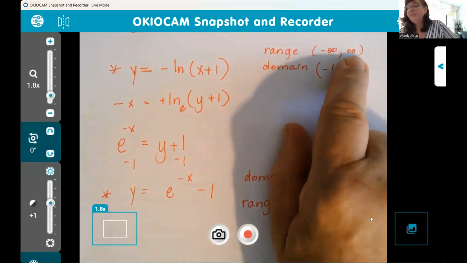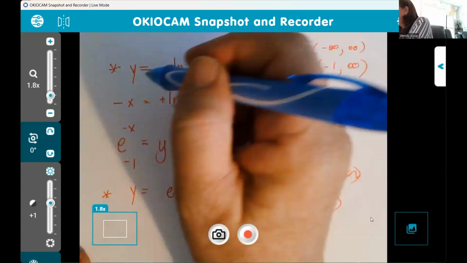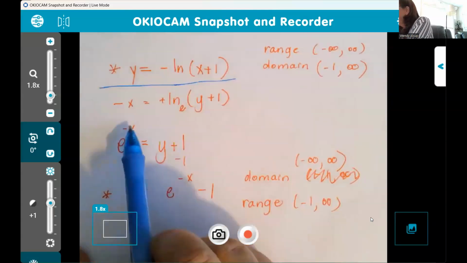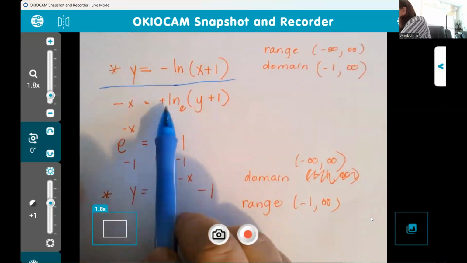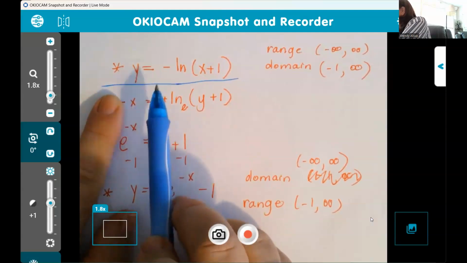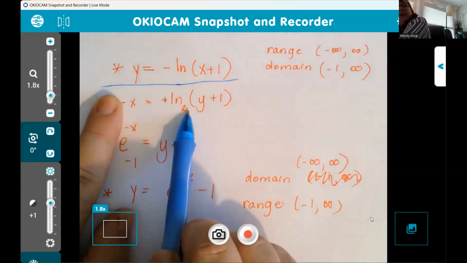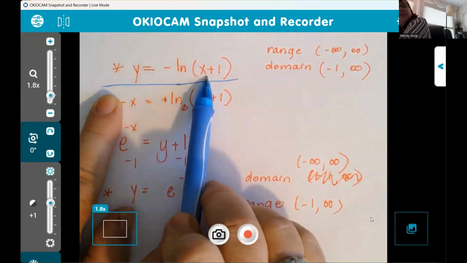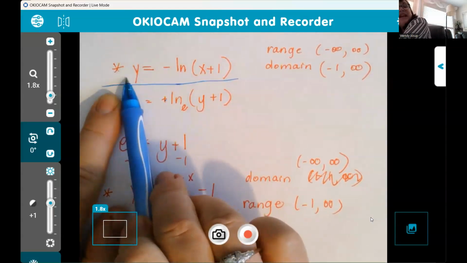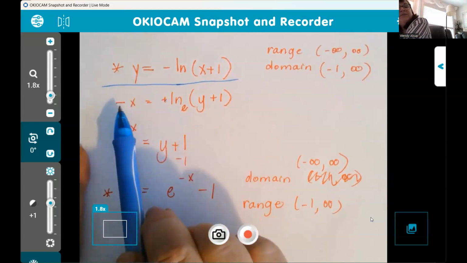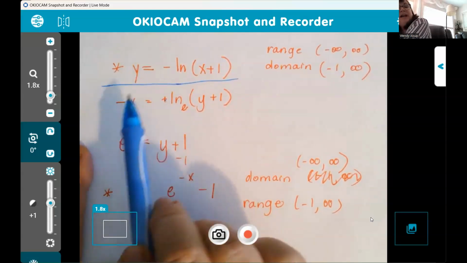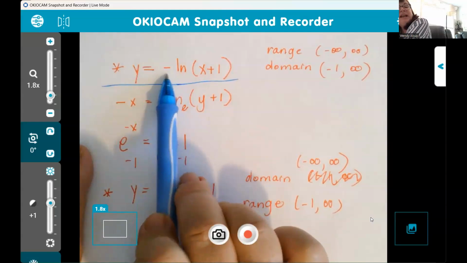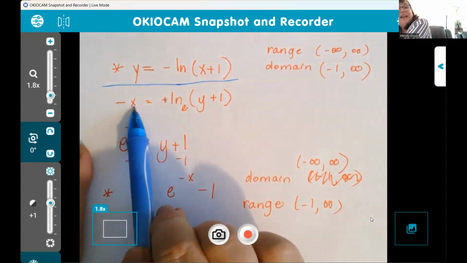Now, to get the inverse, that's what we want to do. To get the inverse, we switch our x and our y. So I'm going to have x equals negative ln base e of y plus 1. Then I move this negative over to the other side. So now instead of having y, I've got x, and I move that negative over there. So that's negative x.